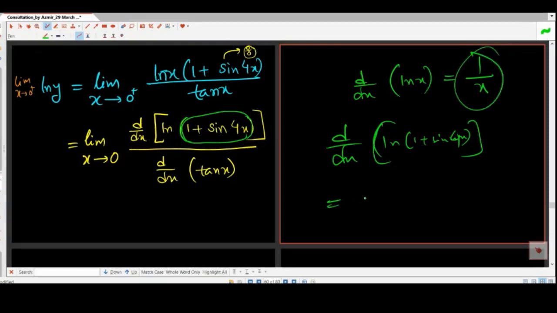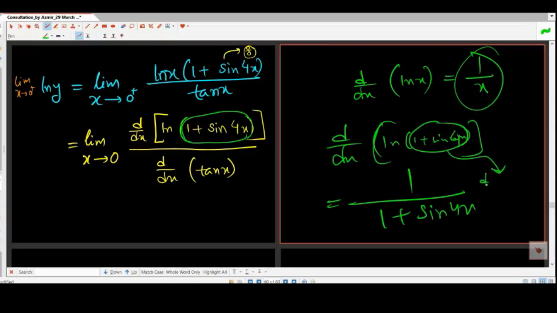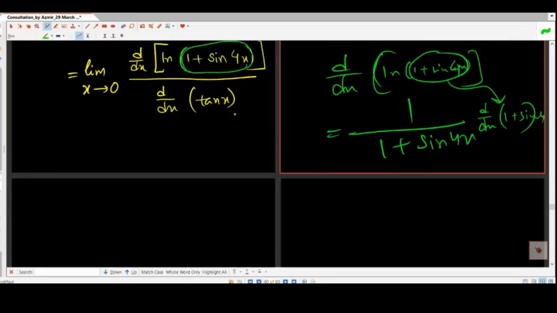But see how I am doing this calculation. Consider we have x here. So natural log of x, its derivative will be 1 over x. That means 1 over 1 plus sine 4x. So the term that we have considered as x has to be differentiated again. So we are going to do that technique here.